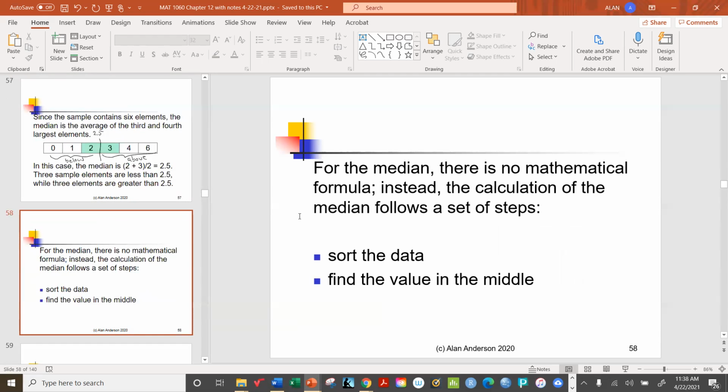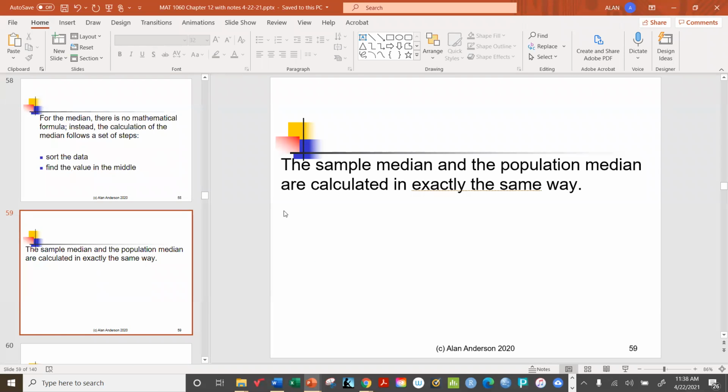Okay, now there's no formula for the median. Instead, it's a procedure which basically consists of 2 steps: sort the data and find the value in the middle. The population and the sample median are calculated in exactly the same way.